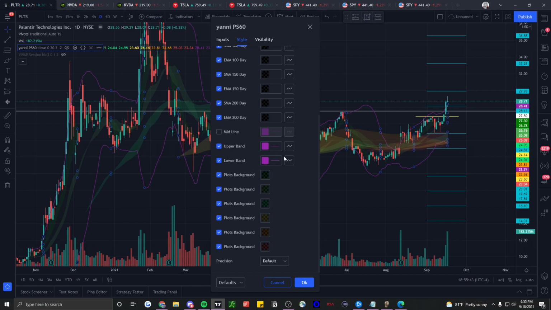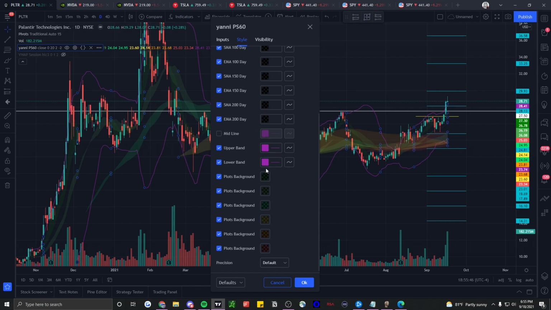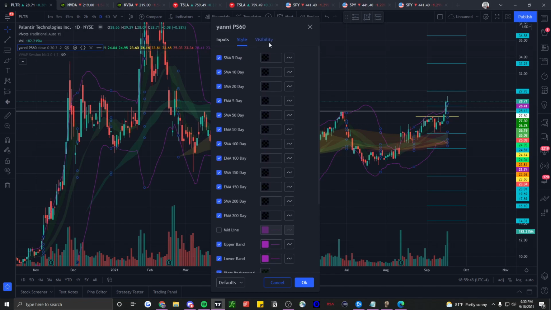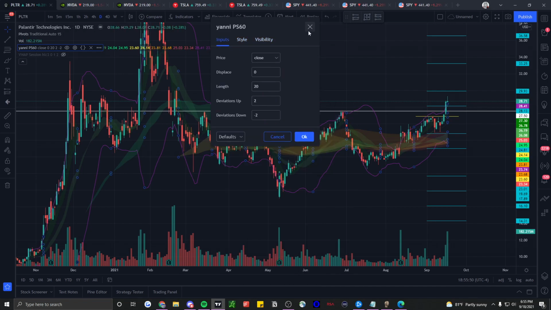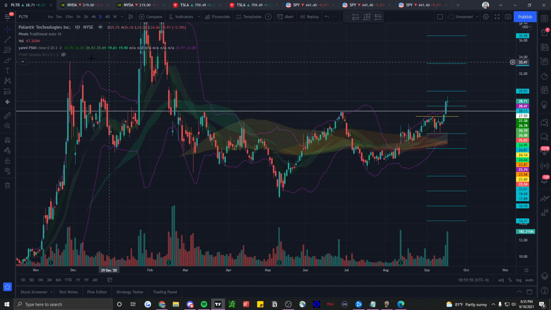And the Bollinger Bands are purple because purple is just my favorite color. So with that being said, the Bollinger Bands are going to be standard. Don't need to change that. But let's get right into it.